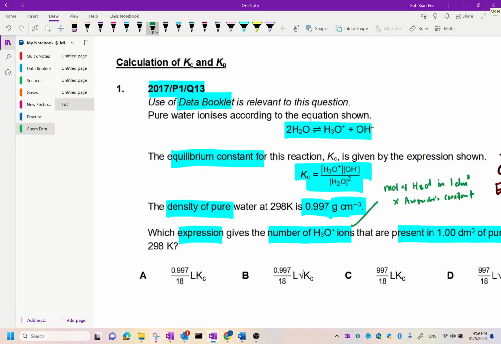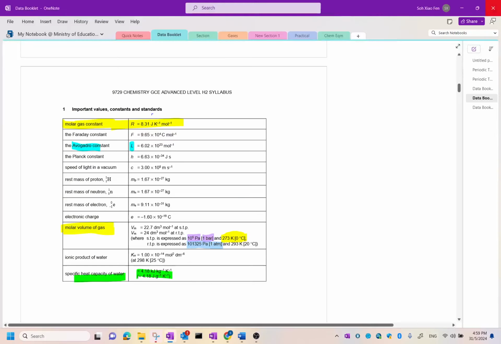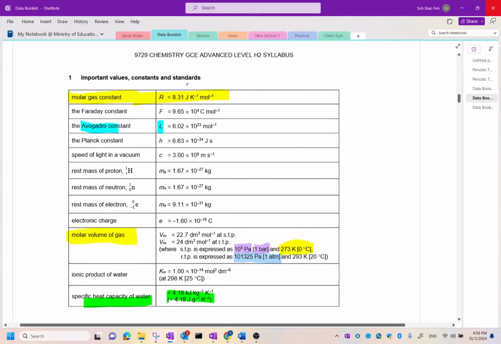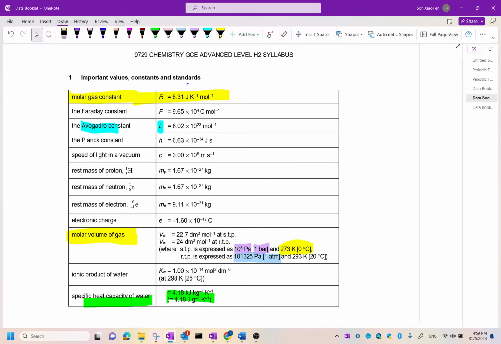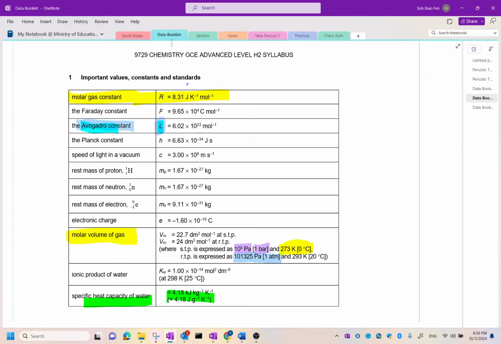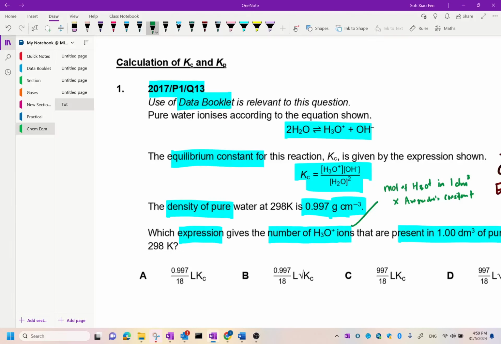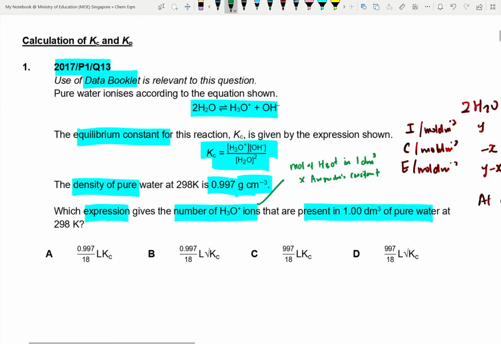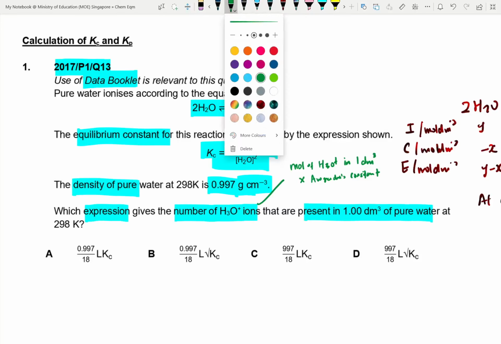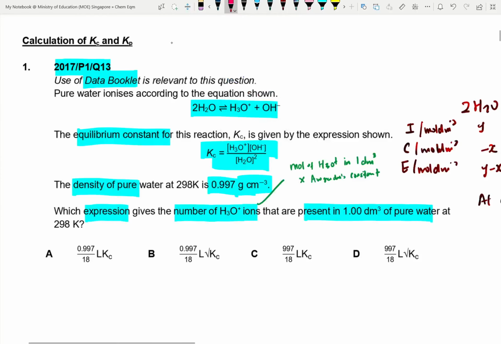If I look at the expression here, it seems like I need to use Kc. I also have something called L, so I need to know what L means. If you go to your data booklet, you will notice that L in this case represents the Avogadro constant. That's why L appears in your options. You also have 18 in the options. So what is 18? You must remember that 18 is simply the Mr of water.